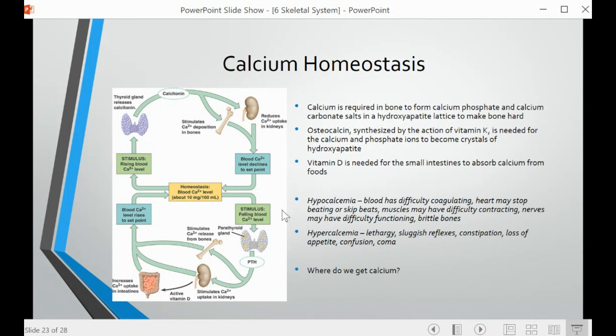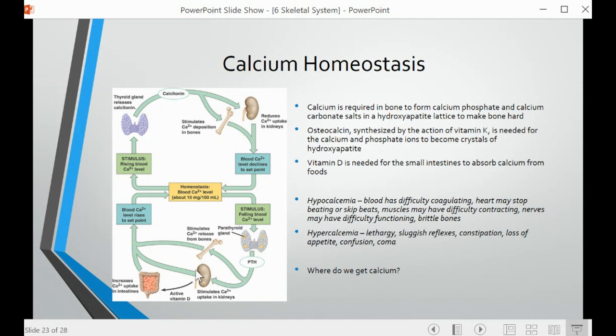Now, on the flip side, when we have falling blood calcium levels, meaning that we haven't had any calcium in our diet, our parathyroid gland, which is on the back surface of your thyroid, comes into play. There are little nodules of different glandular tissue called the parathyroids. Those parathyroid glands are going to release parathyroid hormone. Parathyroid hormone is going to stimulate calcium release from our bones, meaning that we're going to start to break down the bone, and we're going to stimulate the calcium uptake in the kidneys.